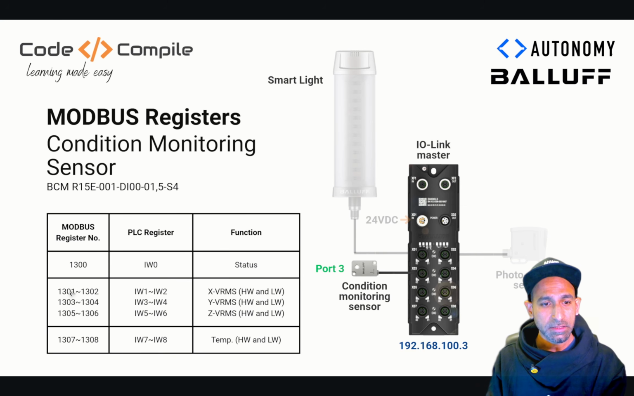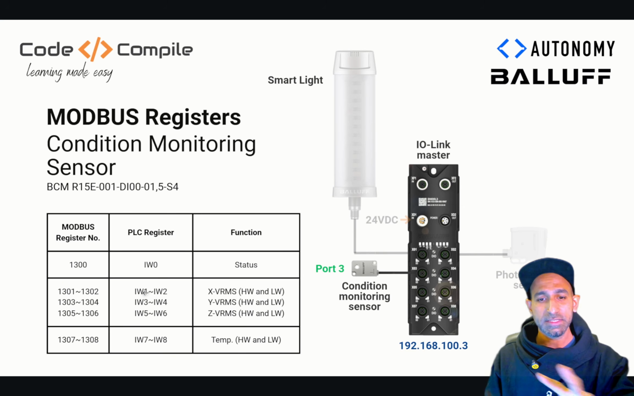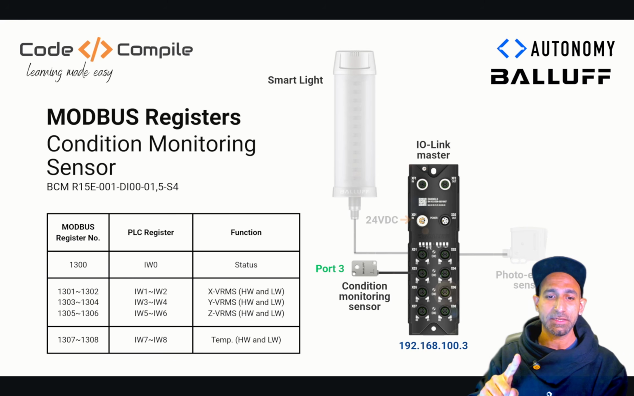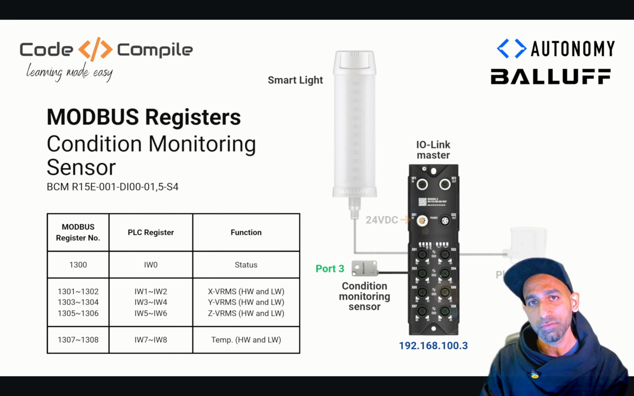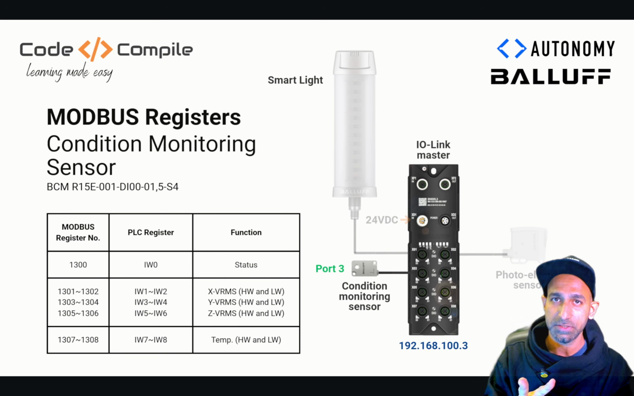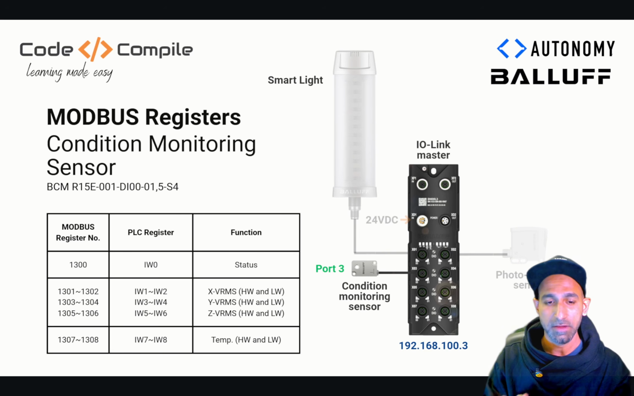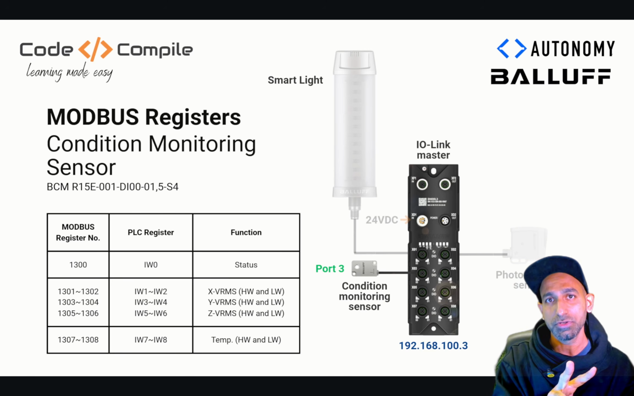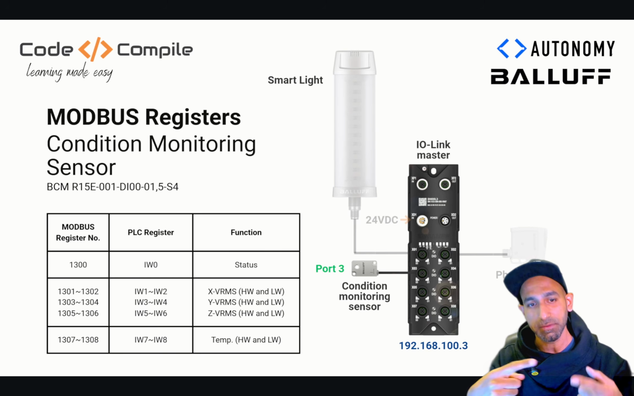You can see that 1301, 1302, there are 2 registers. So what the IO-Link master is doing is splitting the float value into 2 registers, integer values. Okay, so a float is split into 2 integer values. This is what I'm going to decode in the PLC.